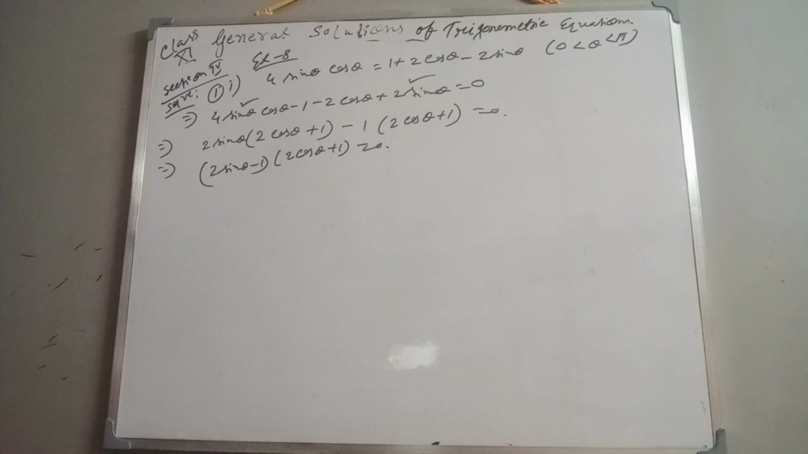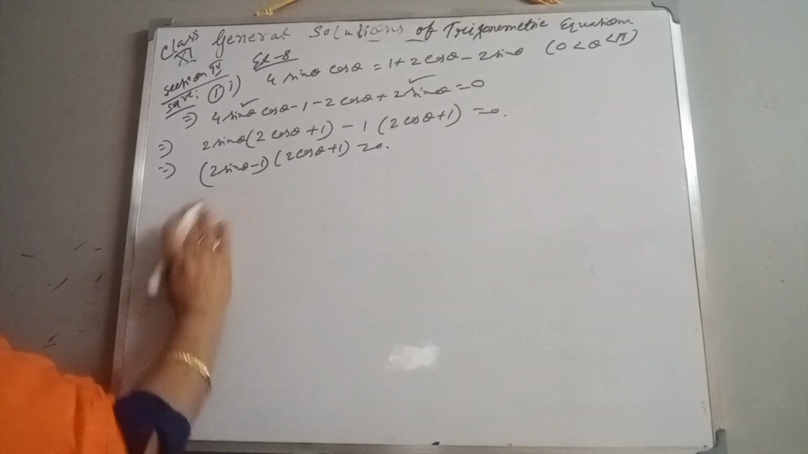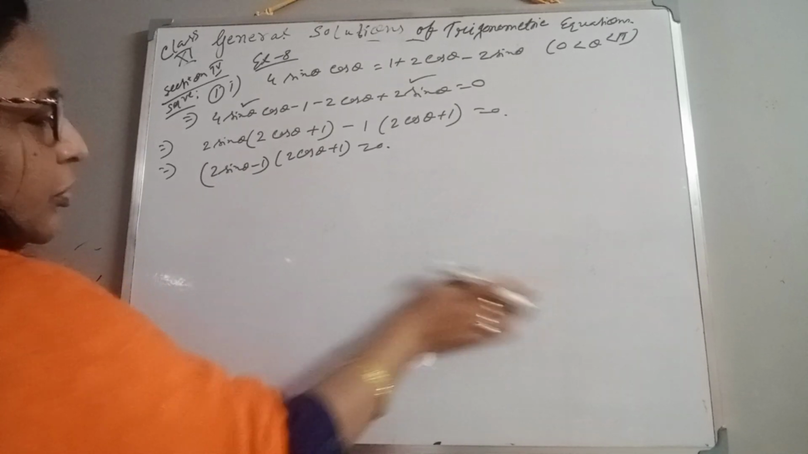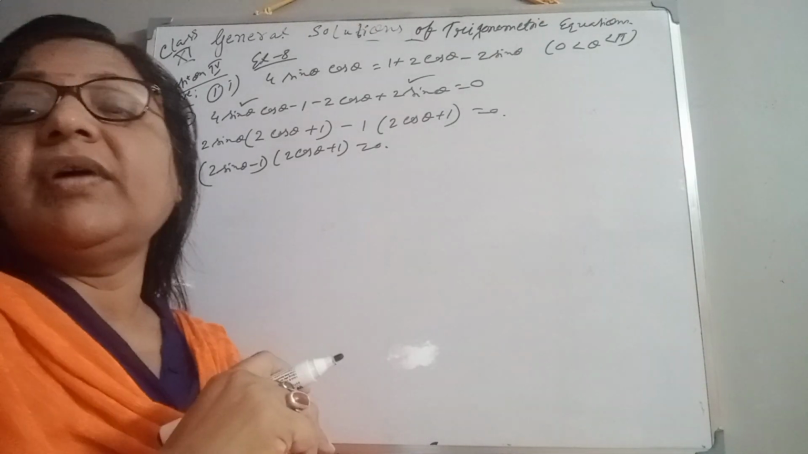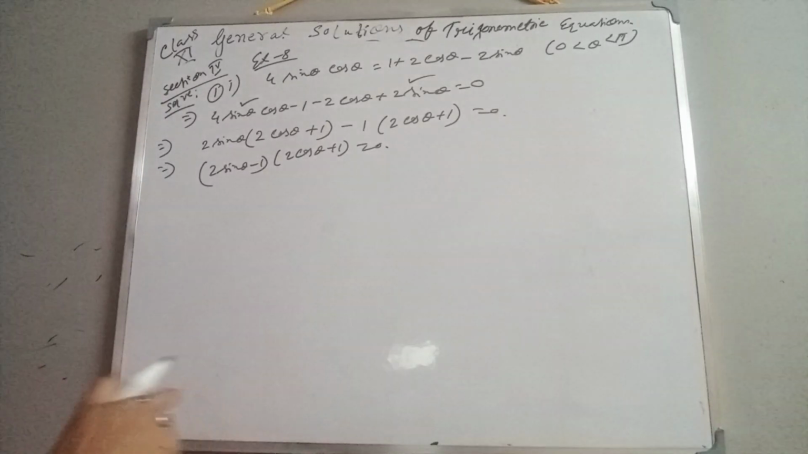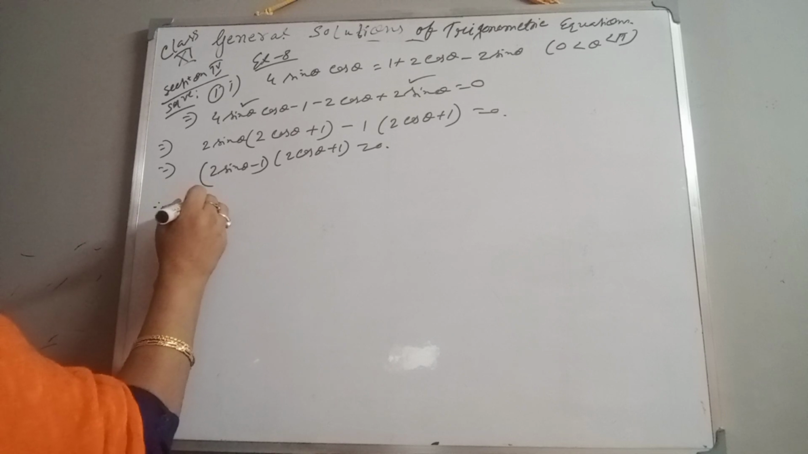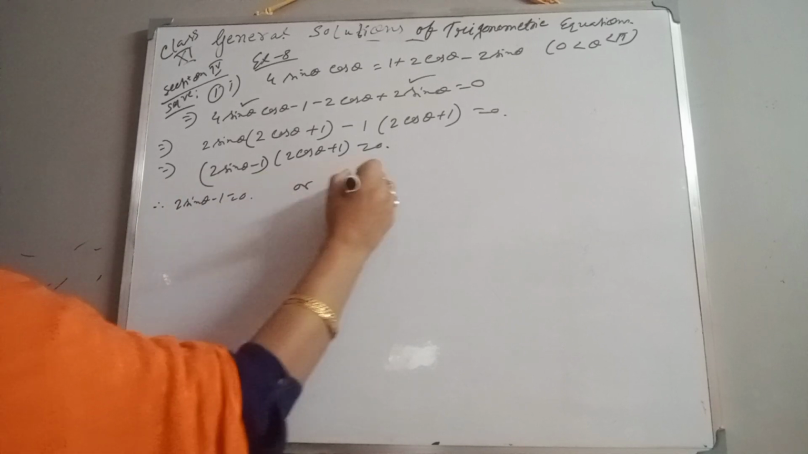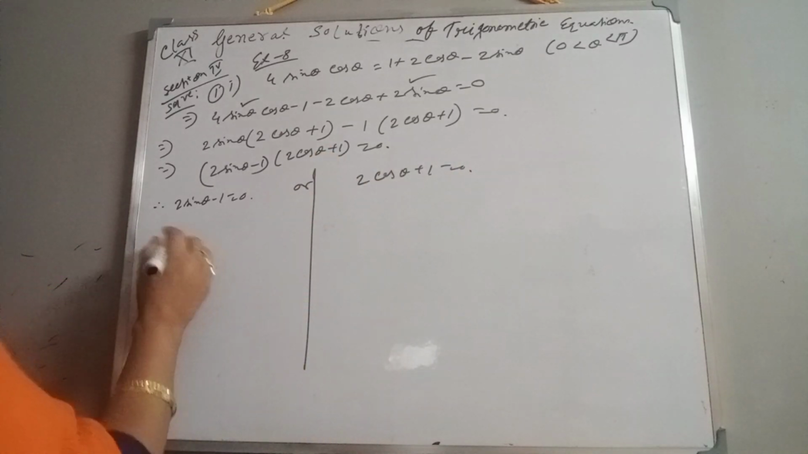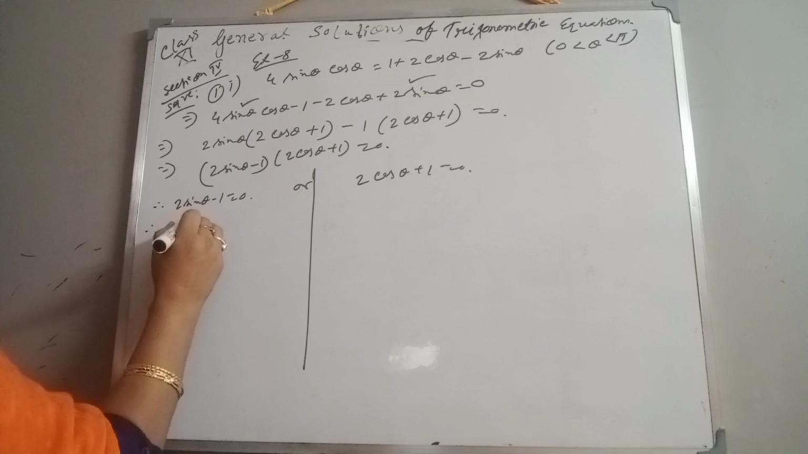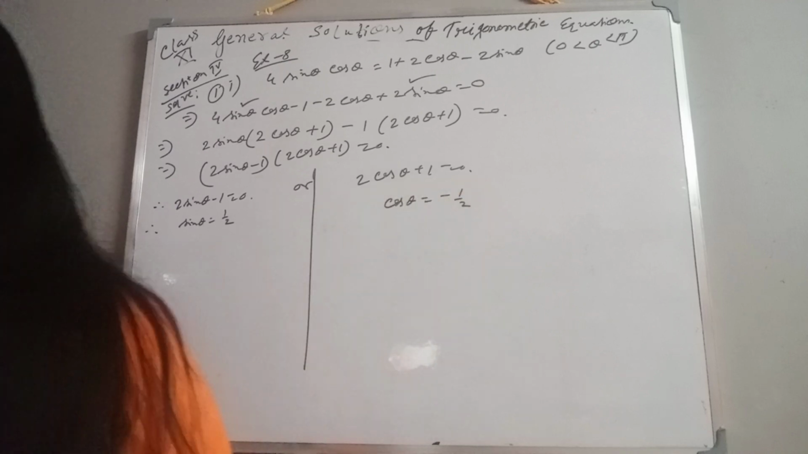So it is coming 2 sine theta minus 1 times 2 cos theta plus 1 is equal to 0. Okay, now product of these two equals 0. So either 2 sine theta minus 1 equal to 0 or 2 cos theta plus 1 equals 0. Now 2 sine theta minus 1 equal to 0 means sine theta is equal to half, and here it is coming cos theta equals minus half.